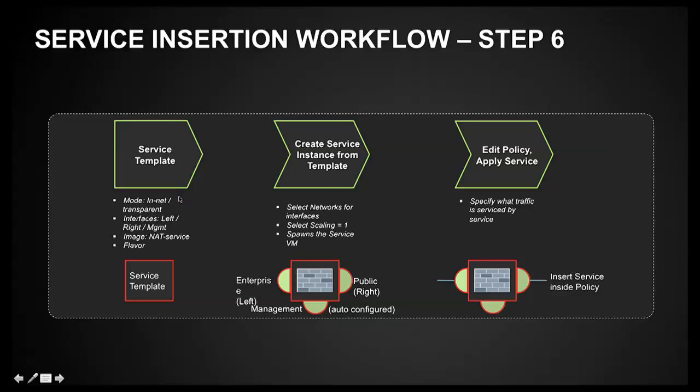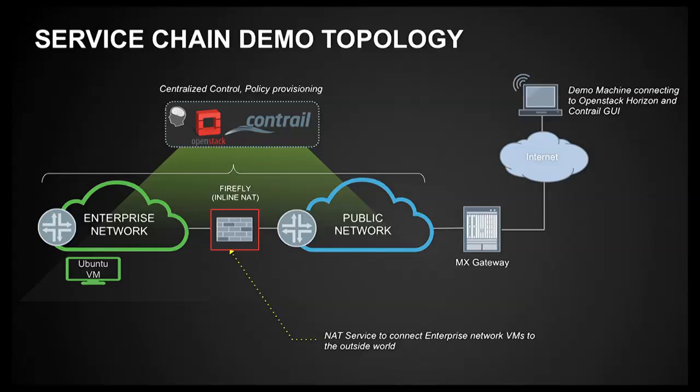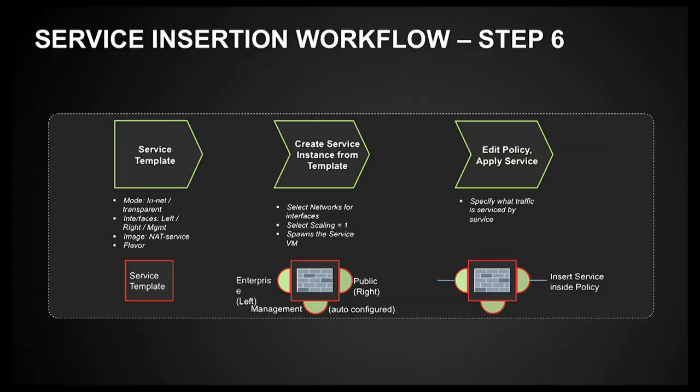So after you create the service template, you instantiate an instance from that service template. So the next step is to create a service instance. In order to create the service instance, you use the service template, and then you specify which networks the left and right interfaces are going to be connected to. And if you want the service to be also managed, you'll also put the management interface into some network. And then finally, you will edit the policy and then insert the service inside the policy. So that's what you will do for the service insertion workflow. So I'm going to do these two steps, create the service template, create a service instance, and then include it inside a policy. I'll show it in my browser.